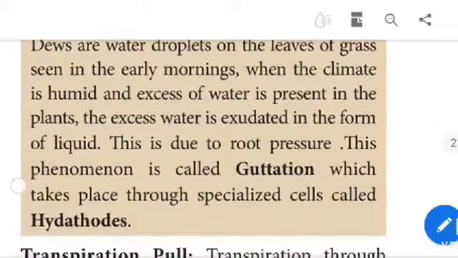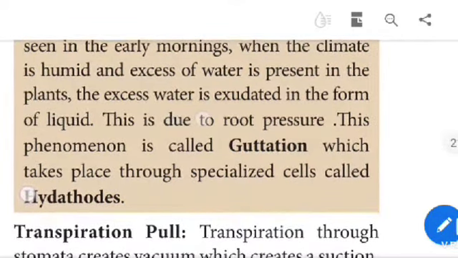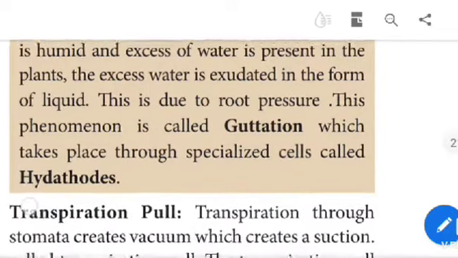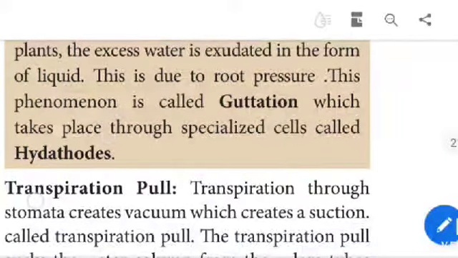More to know: dew or water droplets on the leaves of grass. In the early morning when the climate is humid, excess water is present in the plant. This excess water is exuded in the form of liquid. This is due to root pressure. This phenomenon is called guttation, which takes place through specialized cells called hydathodes.